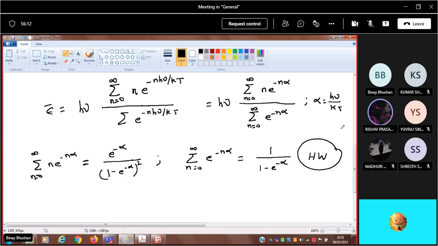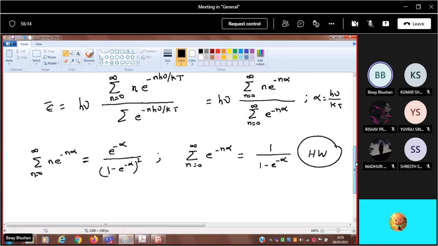Yes, sir. If I put these values, what do we have here to do? Can you explain the homework? You have to find the summation. You have to find that this is equal to this and this is equal to this.